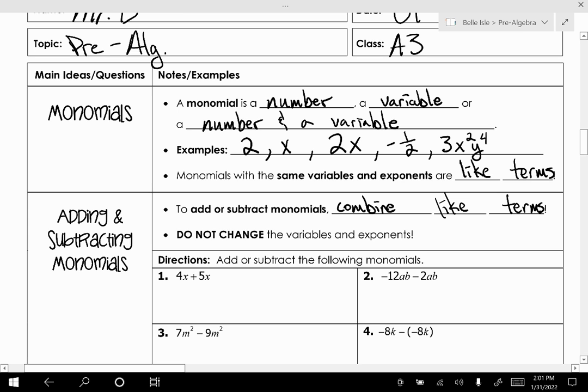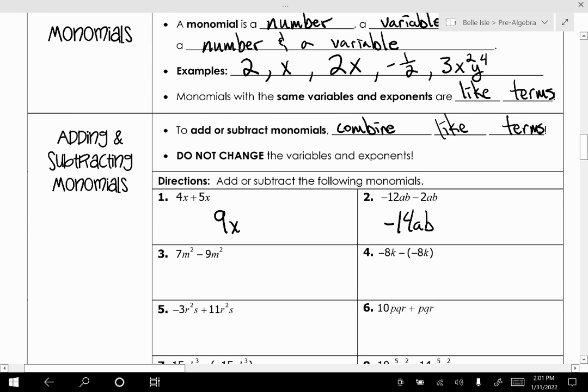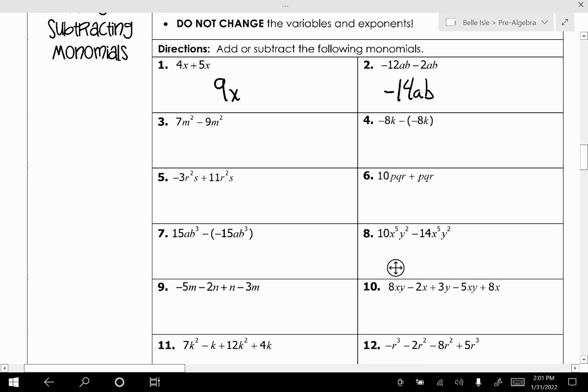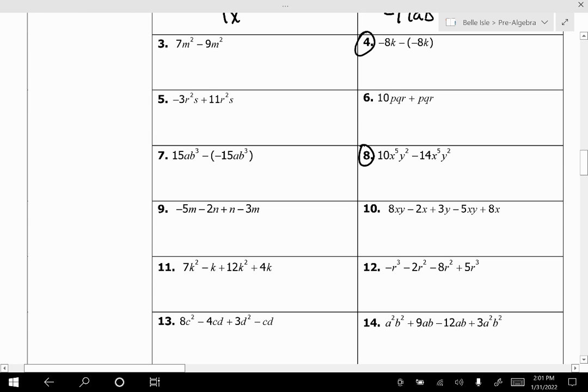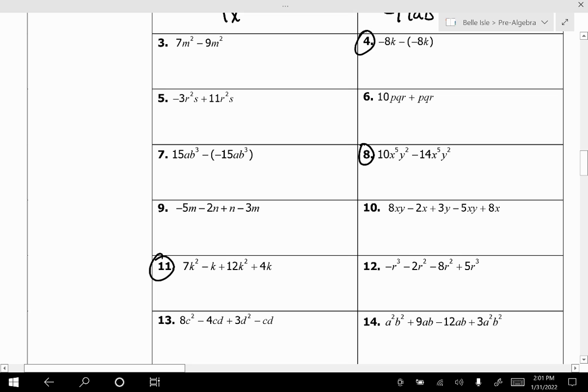Let's look at number 1. 4x plus 5x equals 9x. Negative 12ab minus 2ab equals negative 14ab. Notice that the variables stay the same. Please try number 4, number 8, number 11, and 14.